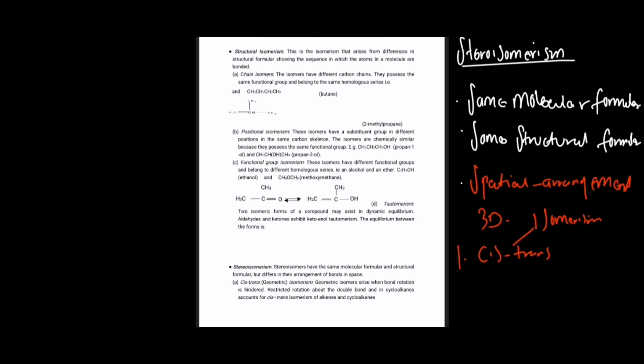This type of isomerism happens when there is restricted rotation in a molecule. Please take note of this. It is normally seen in double bonds, like the likes of the cycloalkanes. Now let's move to your next slide.